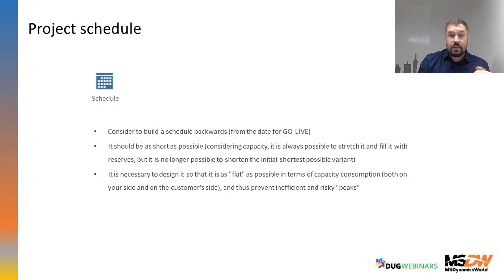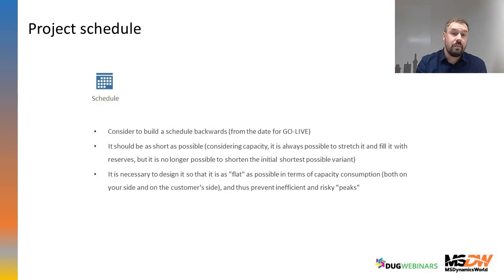When you start to create the project schedule, the basic thinking should be that the schedule should be built backwards from the go-live date, because usually the customer wants to start on some date, and we should look at this date and work backwards, preparing the whole schedule to see where we can start to be in time according to the customer's expectation. Sometimes we have enough time, sometimes we see we should have started half a year ago, and so on. So this is important.